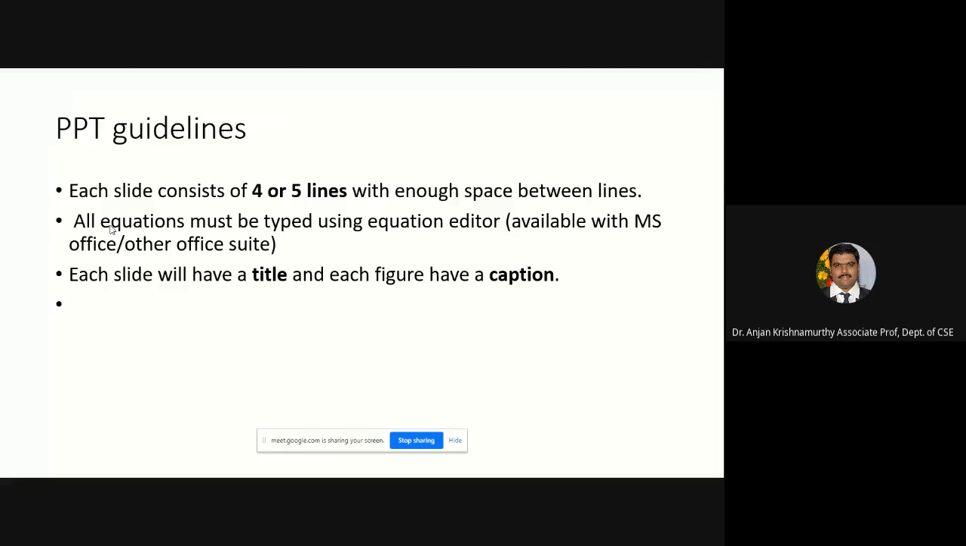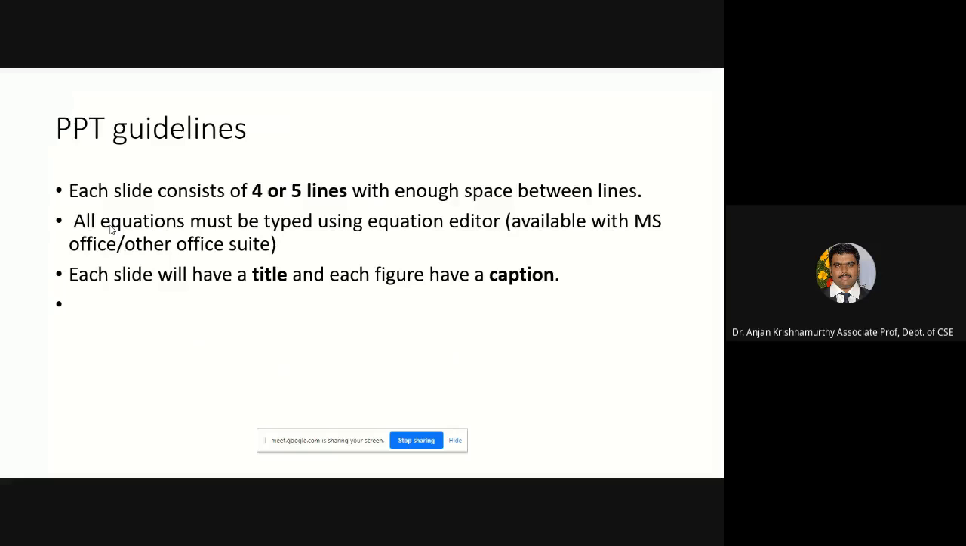All equations used in that particular paper must be typed using the equation editor. No copying business, right? Don't take a snapshot or a photo of it and then copy that into the slide. Better is you use the equation editor which is available in MS Office, Word, as well as MS PowerPoint. Do that. And every slide must have the title. Each figure must have the caption. Each slide must have the slide number, a short title, and the date of doing the presentation. These are very important aspects of your technical seminar, right?